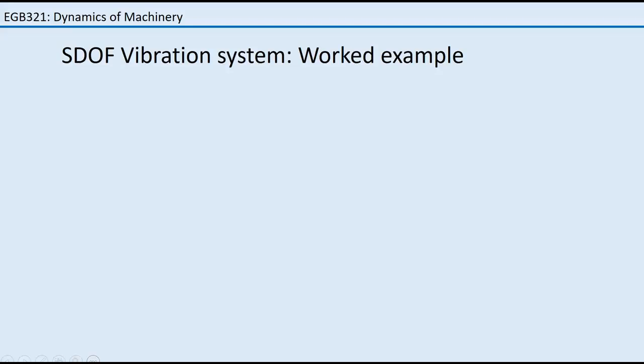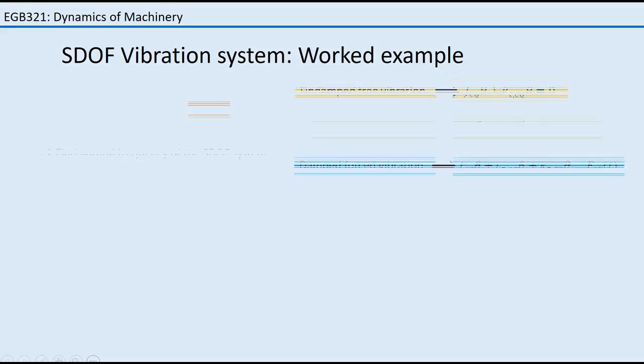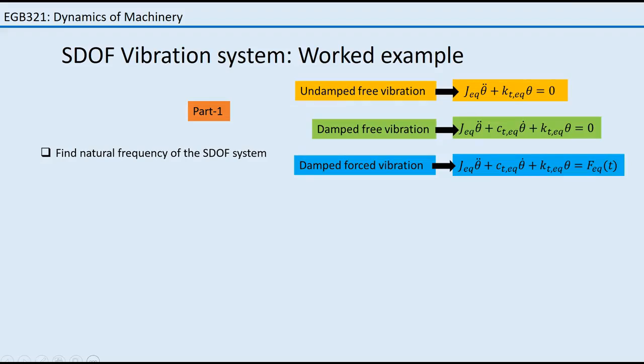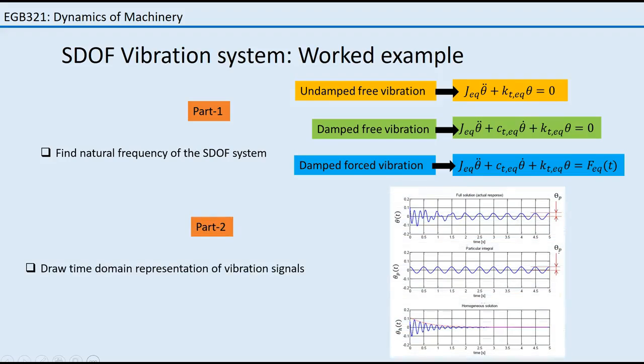Hello everyone, today's video is on our worked example on single degree of freedom vibration system. In part 1 video, we'll learn how to find natural frequency of single degree of freedom system in 3 cases: undamped, damped, and free and forced vibration. In part 2 video, we learn how to draw time domain response of vibration signals qualitatively. Let's apply these concepts to solve our example.